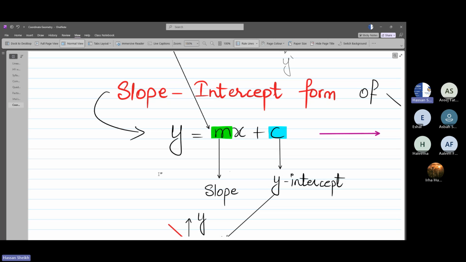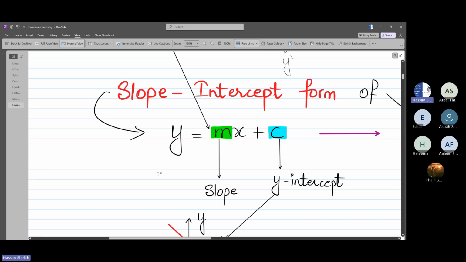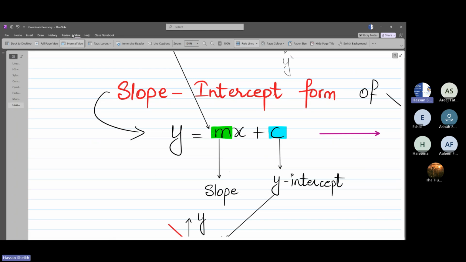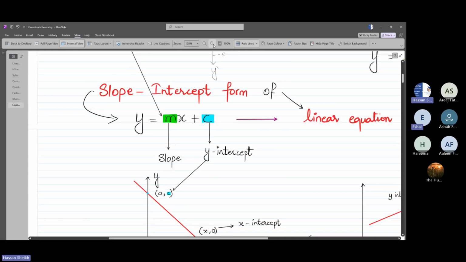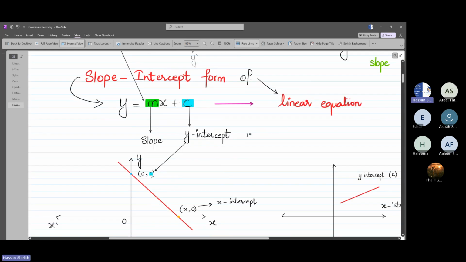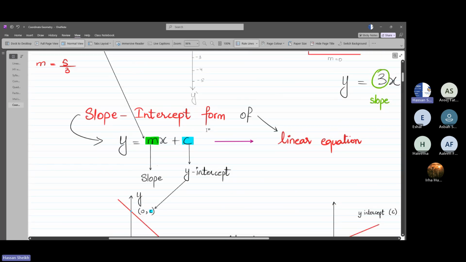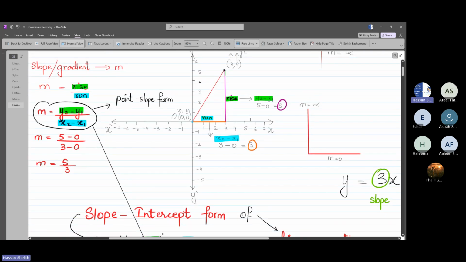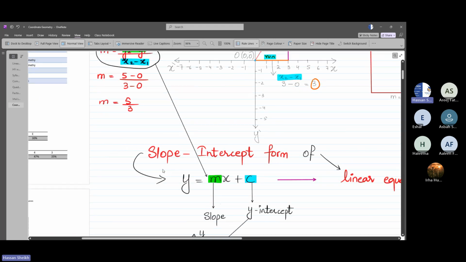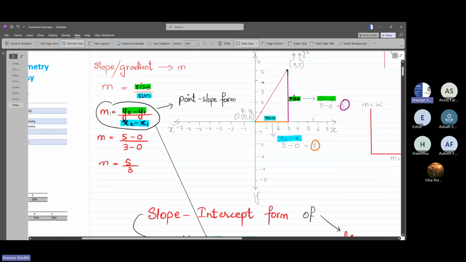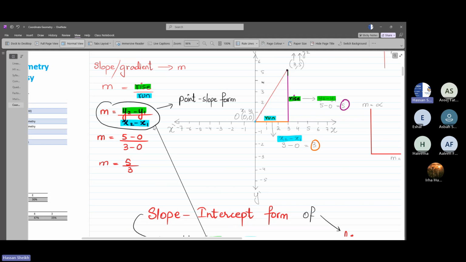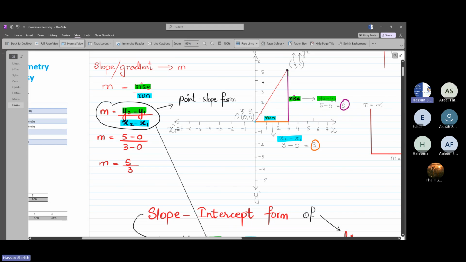Why is it called the slope intercept form? Because we have slope and intercept here in this equation, or in this standard form, or in this formula. Do you agree we have slope and y-intercept here? Yes. So that's why it is called slope intercept form. We also have another form of this formula, and that is this slope formula itself. m equals y2 minus y1 over x2 minus x1 is also called the point slope form.